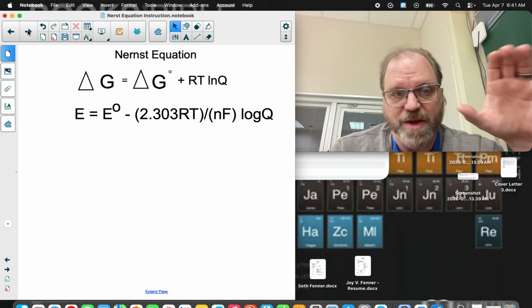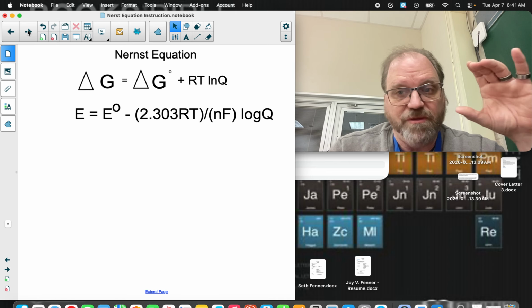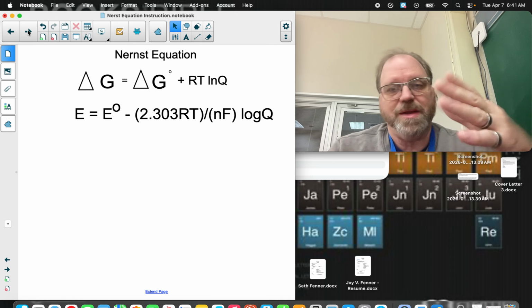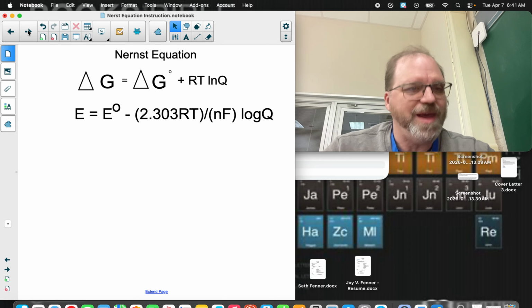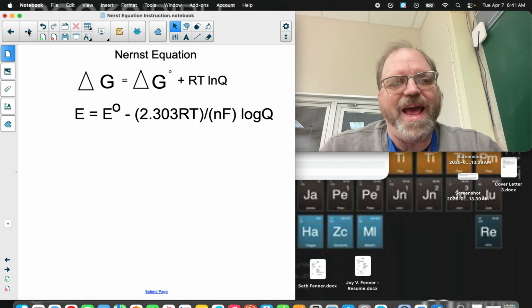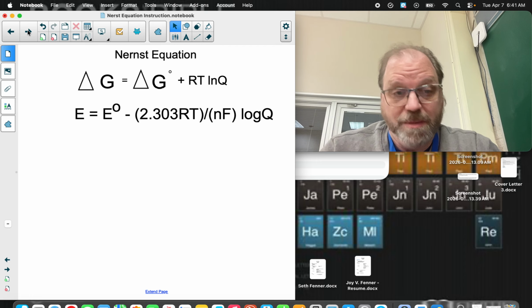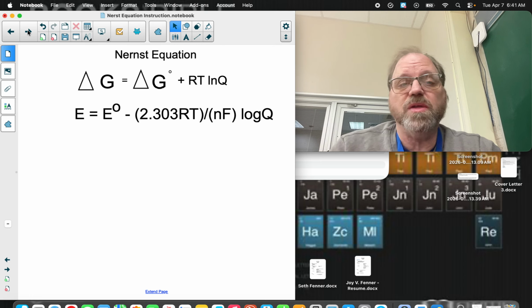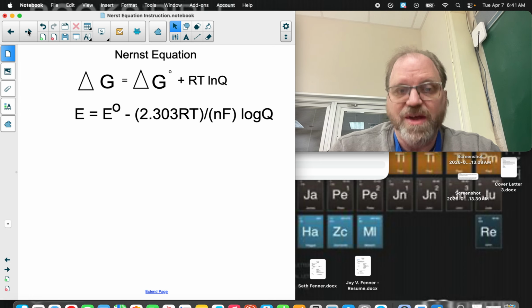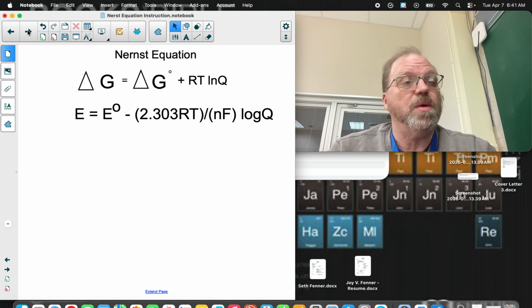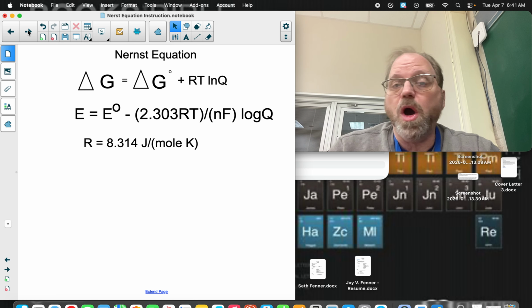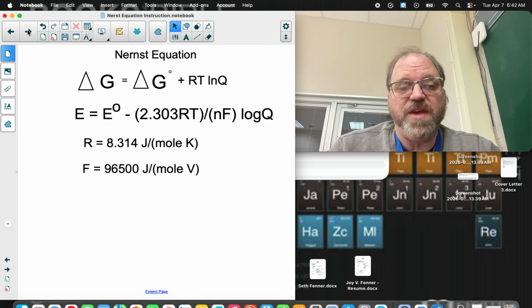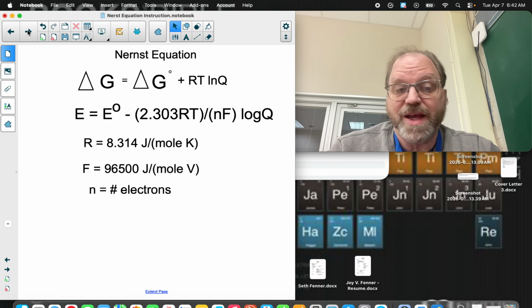E, the standard EMF. The EMF at any condition is equal to E prime, the standard, minus 2.303 RT over NF times the log of that value Q, where R is 8.314 joules per mole Kelvin. F is the Faraday constant, 96,500 joules per mole volt. And N, of course, is the number of electrons.